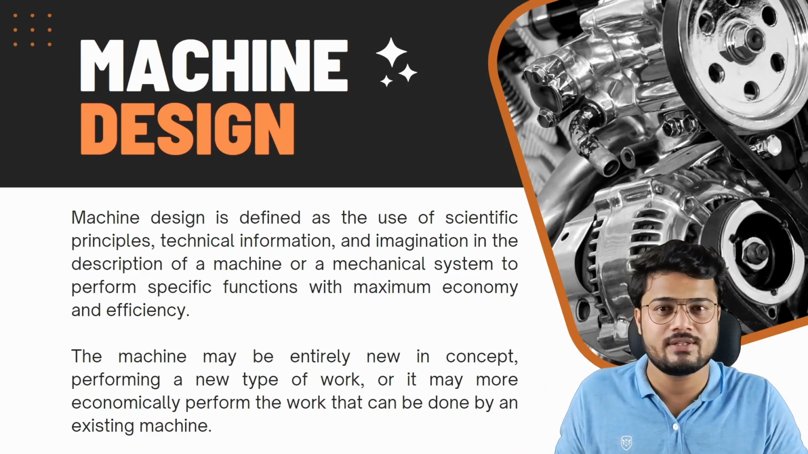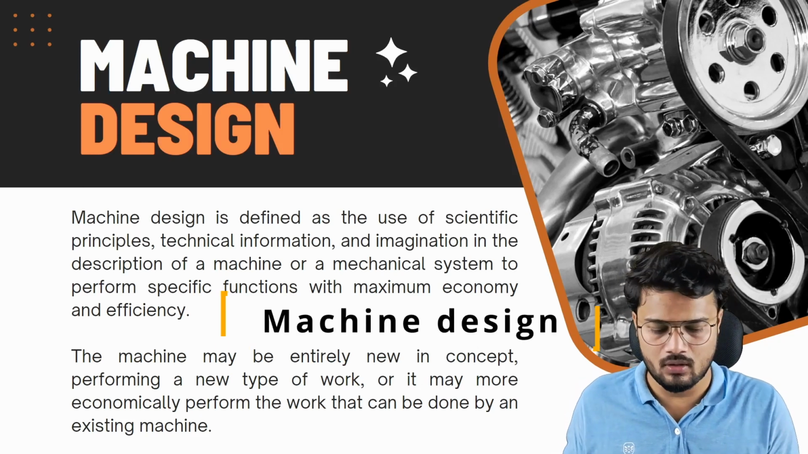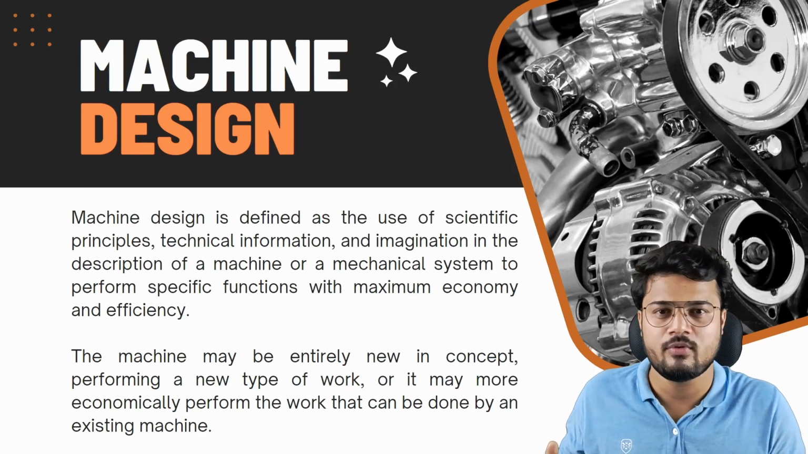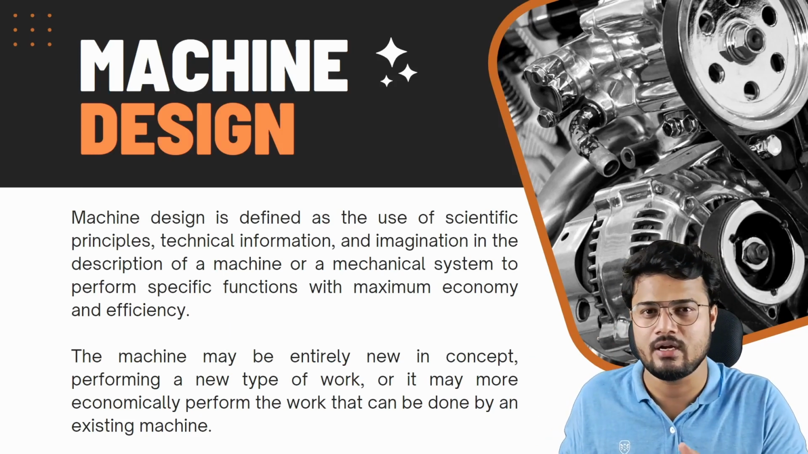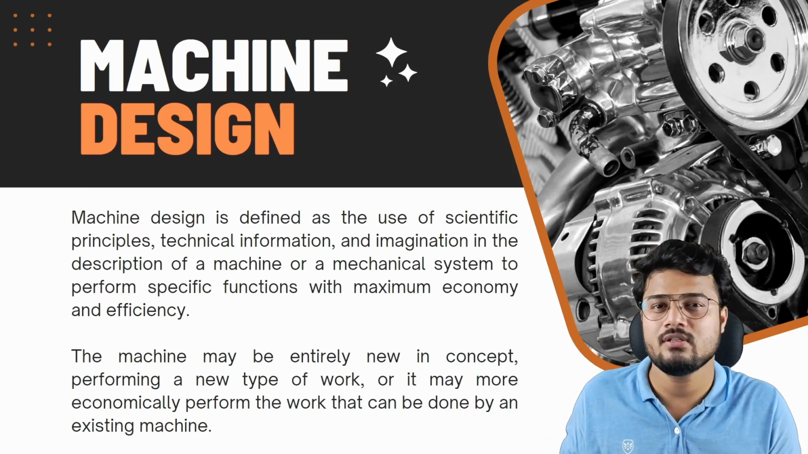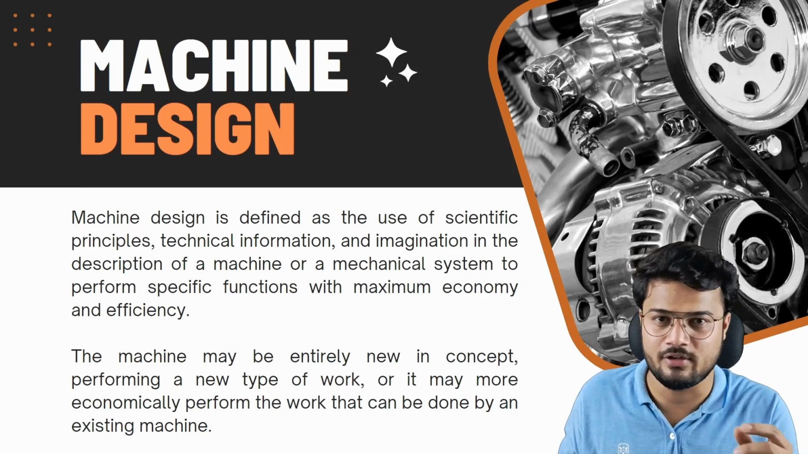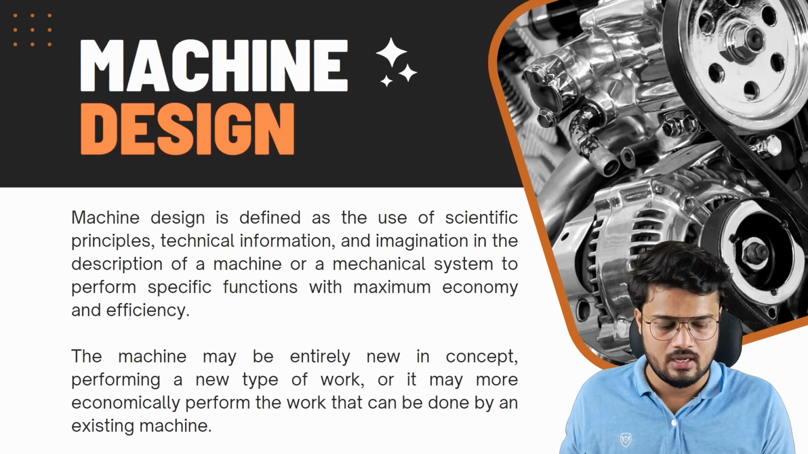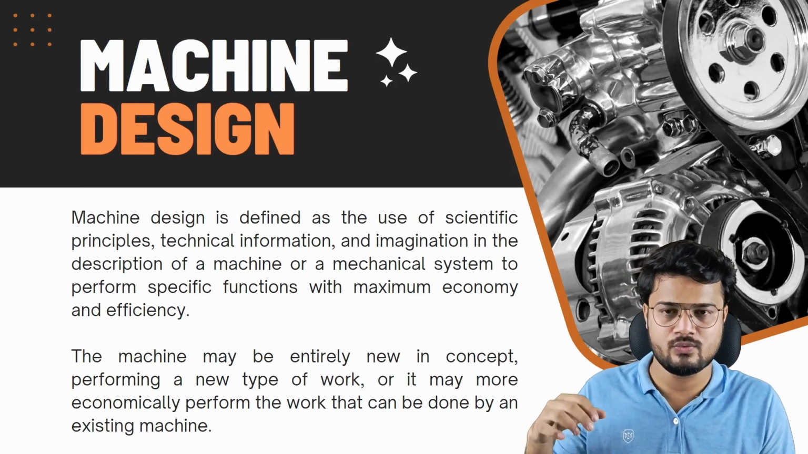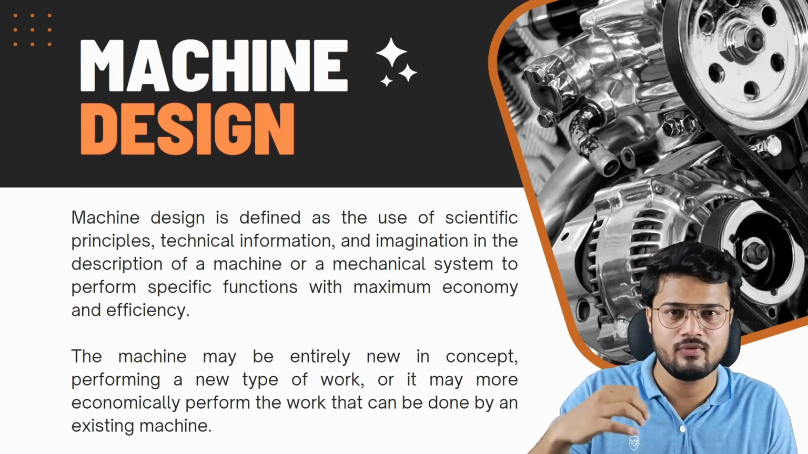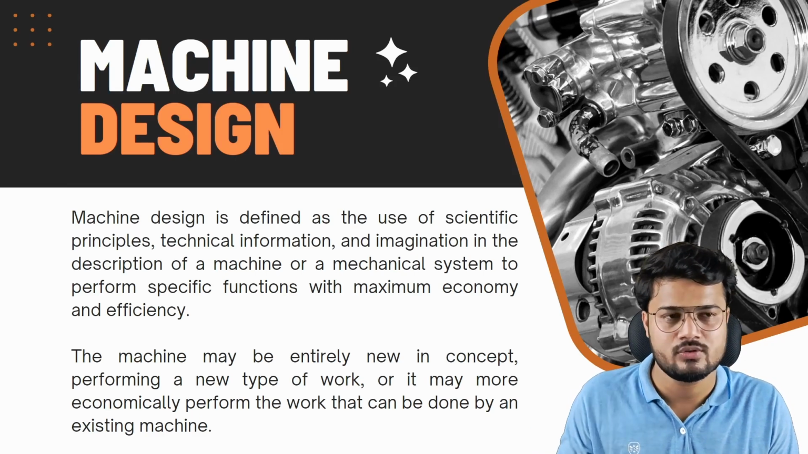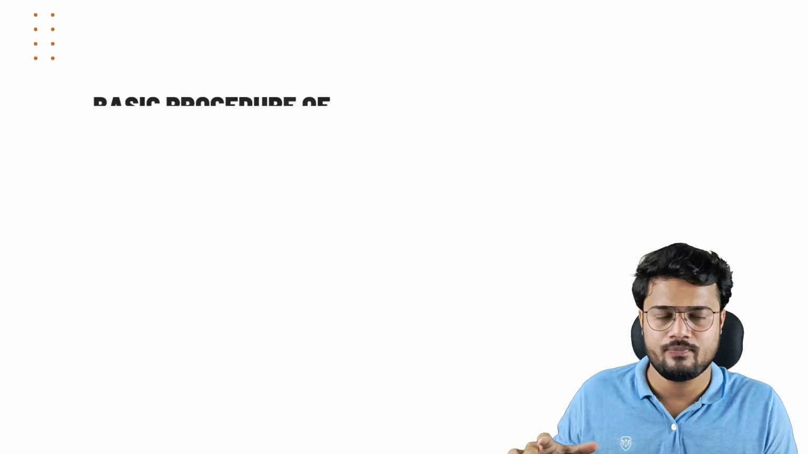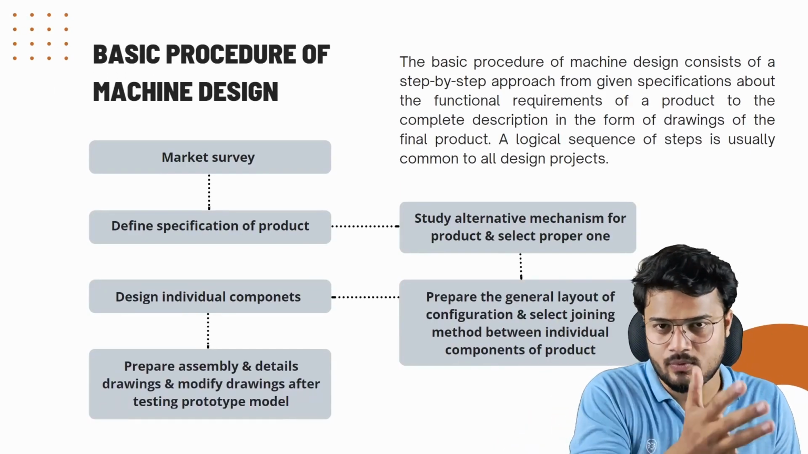Then what is industrial design or machine design? Basically, it's a mechanical system to perform a specific function and particular task using scientific principles and technical information. So this is called machine design, and we can use this machine design flow to create any product. So we will see what the basic product design flow is. If you can see, this is the basic product design flow.